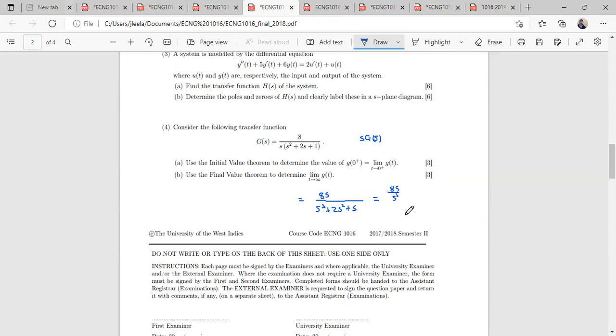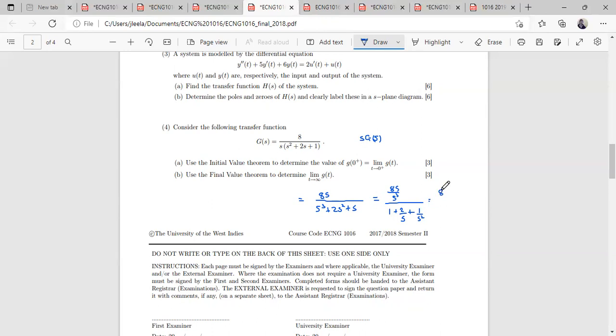The highest power of s in the denominator. So that would be 1 plus 2 over s plus 1 over s squared.